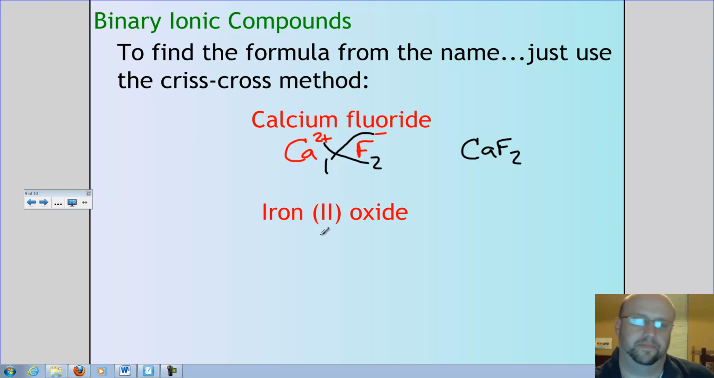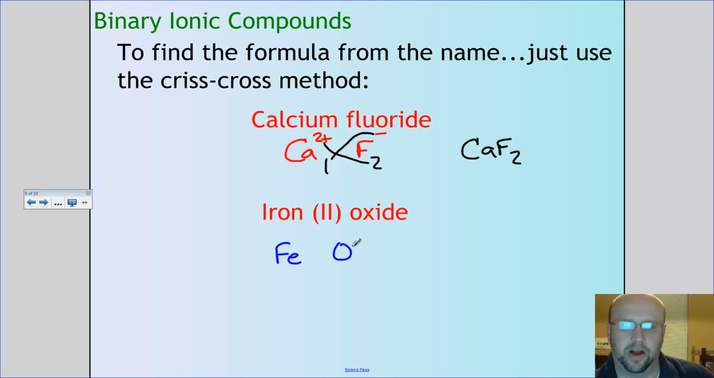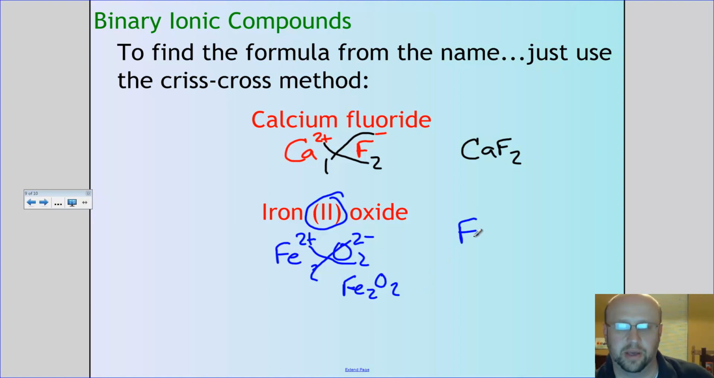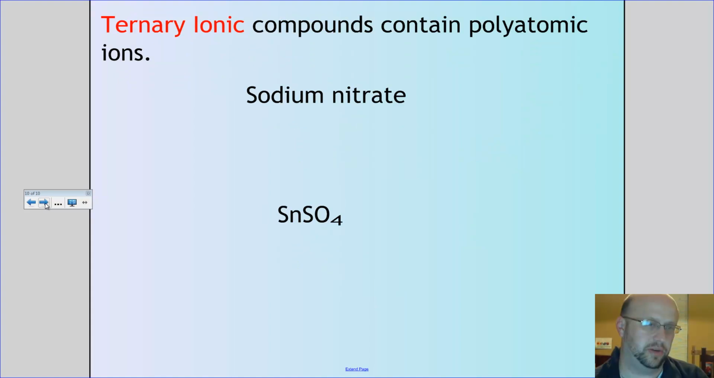Easy peasy. Okay, so for the next one, we've got iron, and I've got oxygen. I know from the table that oxygen's charge is 2 minus. Iron's, I don't know because it's multivalent, but it's given to me in the problem. It has to be. If it's not, then you can't do this. So crisscross, 2, 2. So we kind of get Fe2O2, but we know that we have to reduce those for ionic compounds, so that becomes FeO. All right? So that's how you get the formula. It's pretty simple. That's binary in a nutshell.